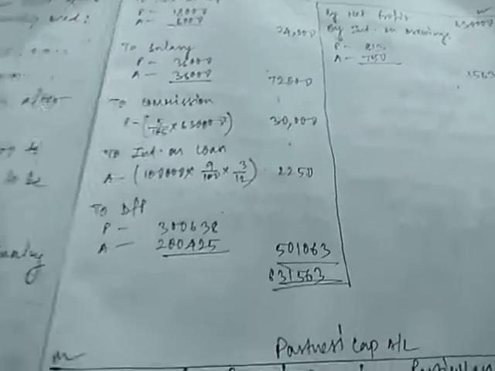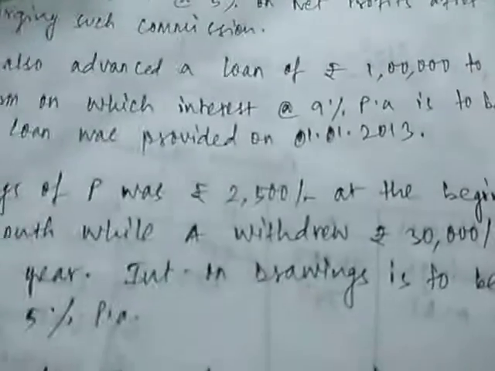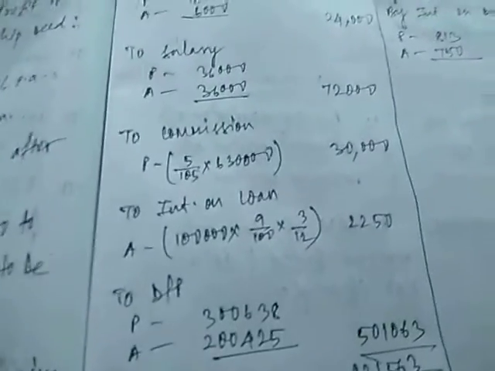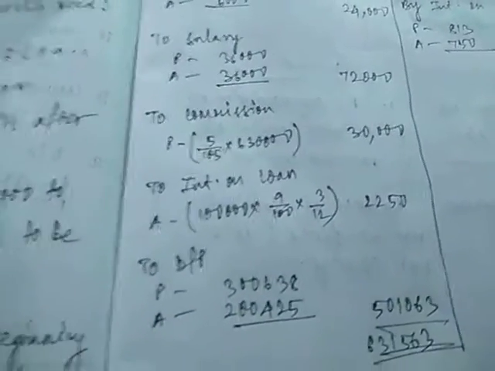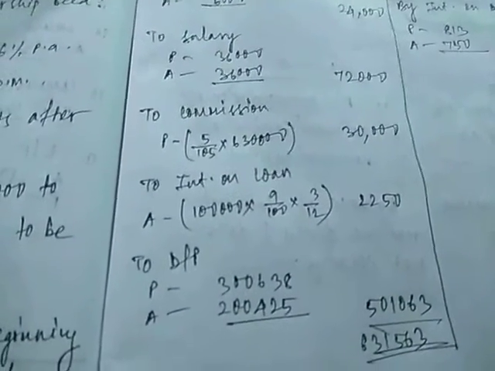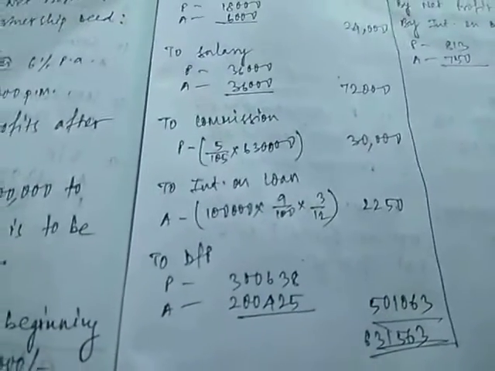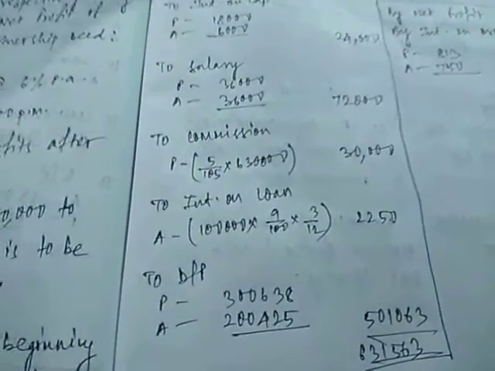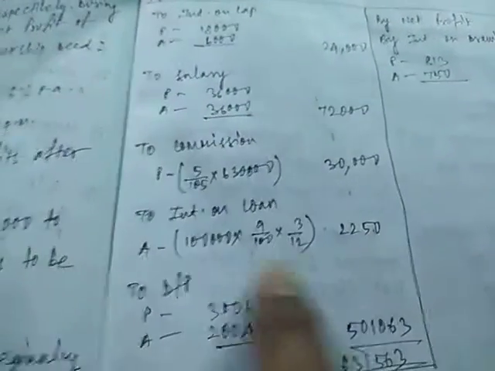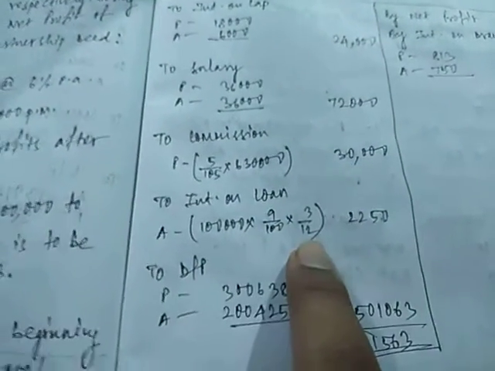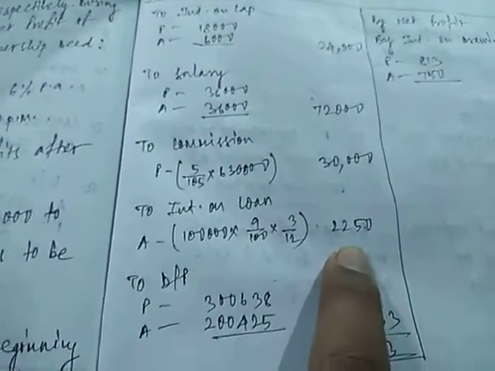Also one thing to be noted is the loan was provided on 1st January 2013. Since the loan was provided on 1st January 2013, the time period for the loan is January, February and March. Only 3 months time is remaining in this accounting year for the loan amount. So we'll calculate the interest only for 3 months. So 1 lakh into 9% into 3 by 12 gives us 2250.